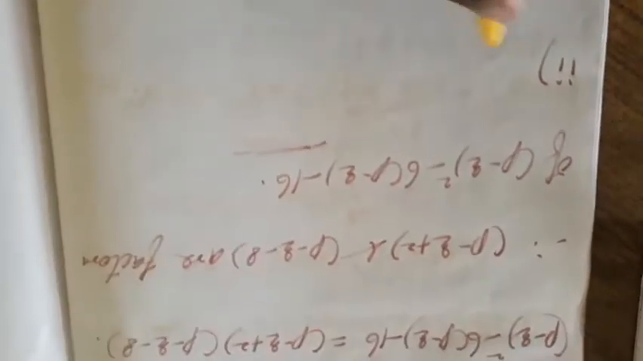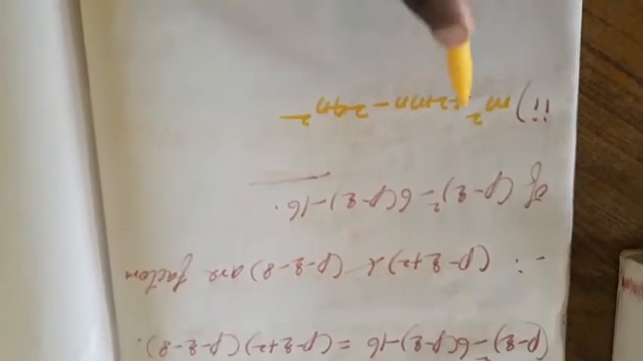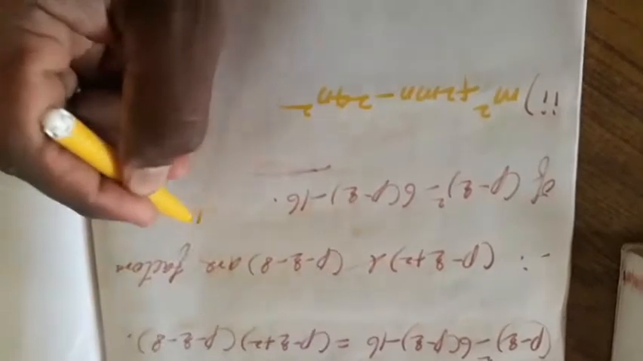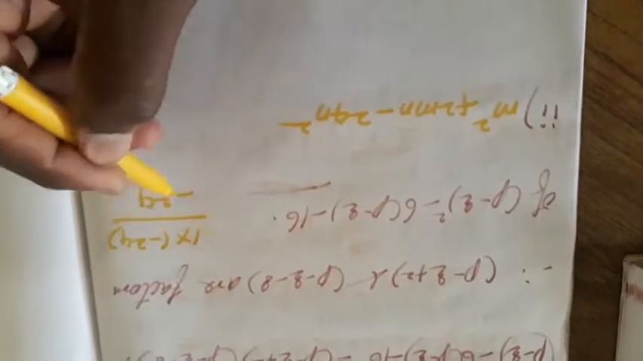Next, the second subdivision. The given question is m square plus 2mn minus 24n square. Now let's find the solution. This is a quadratic polynomial in variables m and n. Take the coefficient of m square and the coefficient of n square and multiply: 1 into minus 24, we get minus 24.